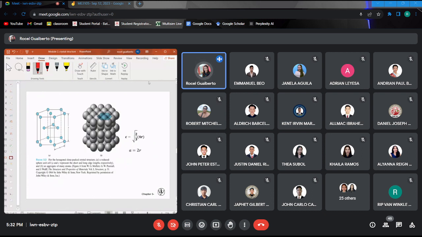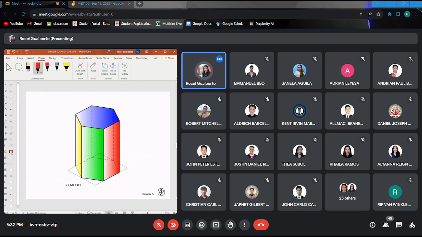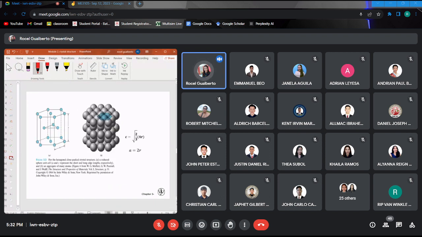So the unit cell, ganito na po yung itsura niya. It is in a form of a hexagonal prism. Ito po yung kanyang base, hexagon, tapos meron pong height. When it comes to the arrangement naman po, ito po yung atin na atoms. And then, lagyan lang po natin dito ng height. Okay, so yan po yung itsura ng isang unit cell niya.